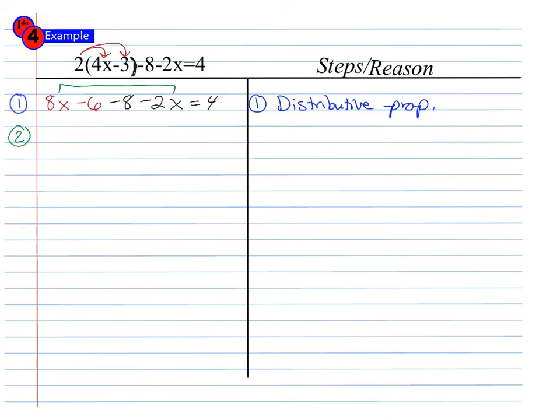8x and negative 2x are like terms, so that will give me 6x. And then I have negative 6 and negative 8 are like terms, so that will give me negative 14. And that will equal 4. And my justification there was combine like terms again.